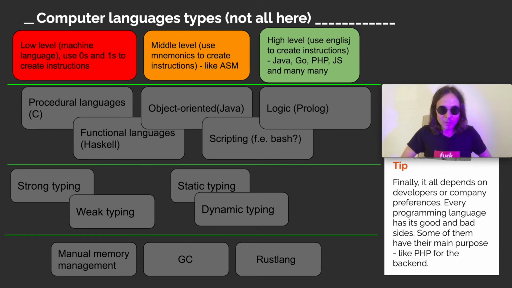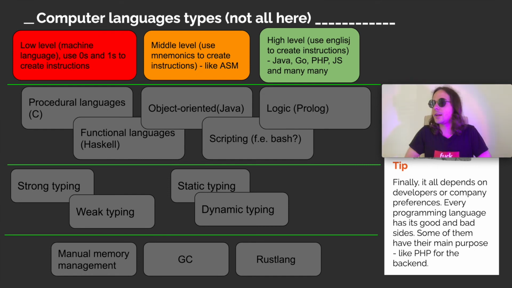Then about memory management, guys. First of all, there are three types of programming languages according to how we manage memory. First of all, there is manual memory management, like C and C++. If we need some space, we call a function where we ask the operating system to give us enough space for this variable. Or we can use a garbage collector, which is some kind of automatic memory management.